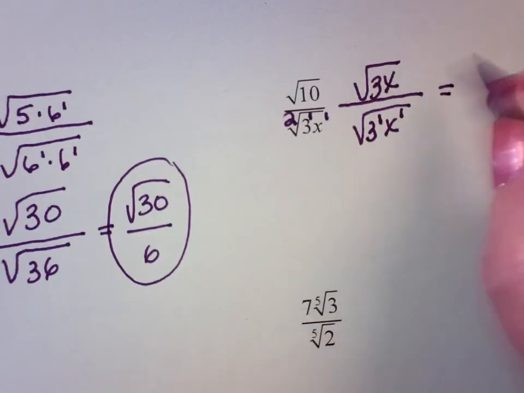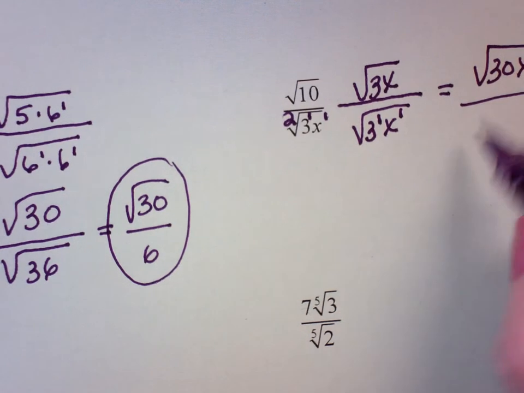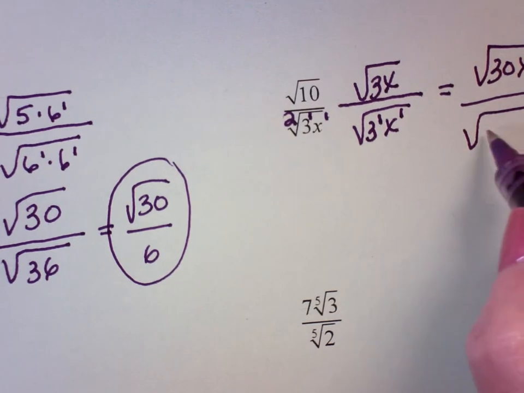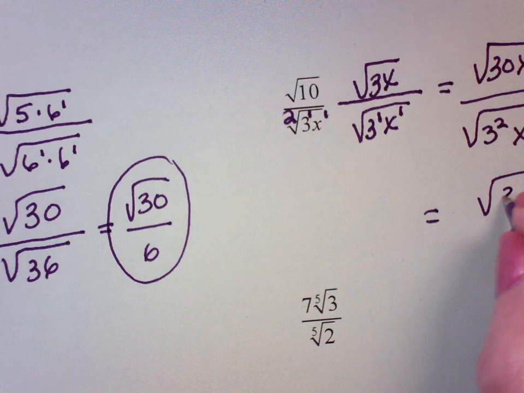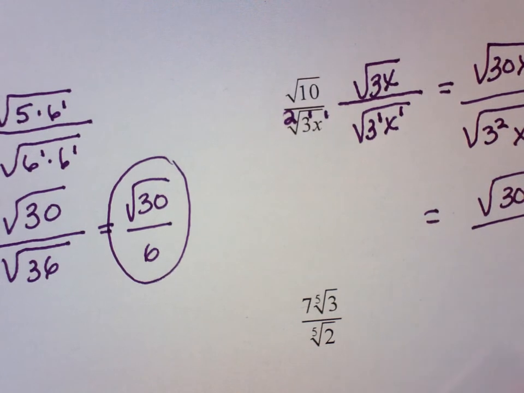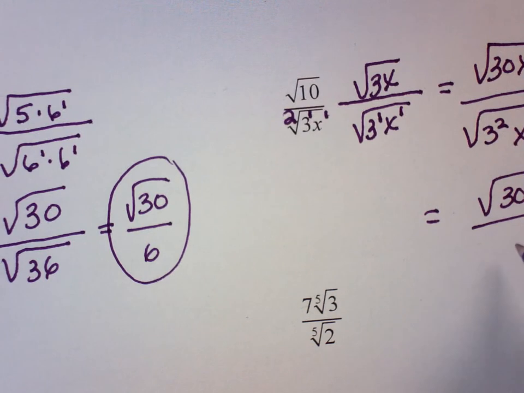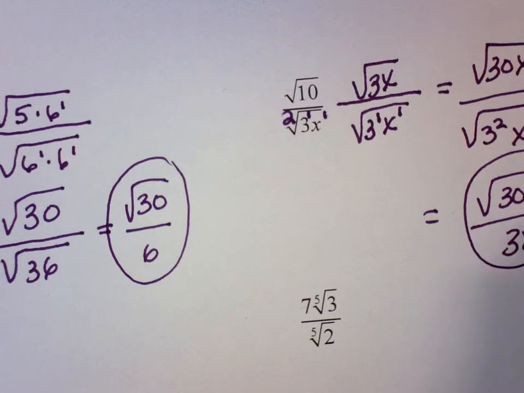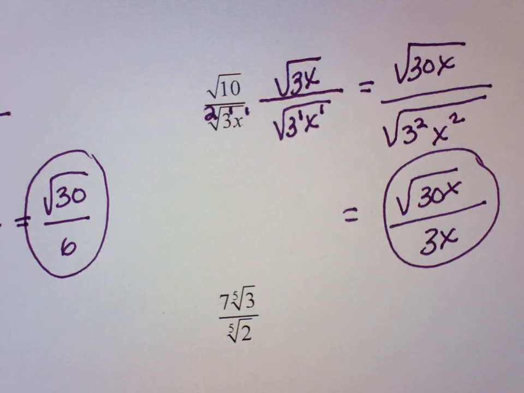This is going to be the square root of 30x in the numerator. In the denominator, it's going to be the square root of 3 squared x squared, which is the square root of 9x squared, and the square root of that is 3x. Now the radical's in the numerator instead of in the denominator.